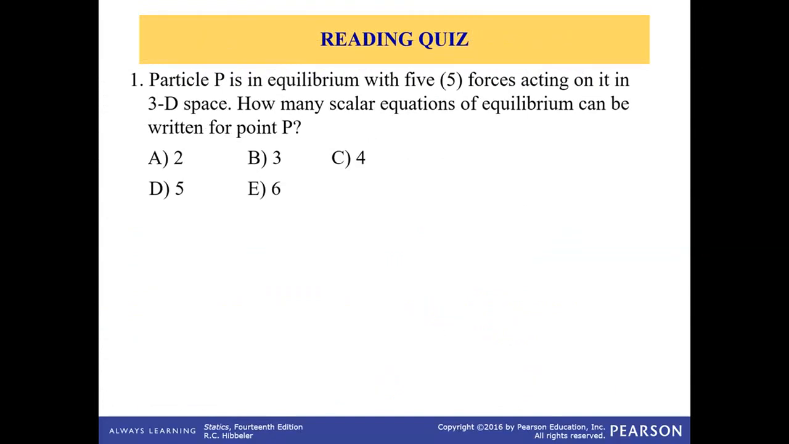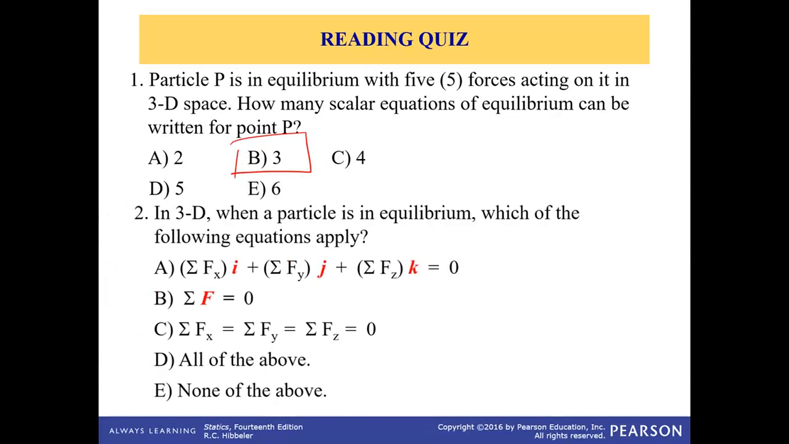Quiz. Particle P is in equilibrium with 5 forces acting on it in 3D space. How many scalar equations of equilibrium can be written for point P? We have studied that in 2 dimensional space, for any free body diagram, we can write up to 2 scalar equations. Sum of forces in x equal to 0, sum of forces along y direction equal to 0. So for 3 dimensions, we have one more equation, that is sum of forces in z direction equal to 0. So the correct answer is 3.